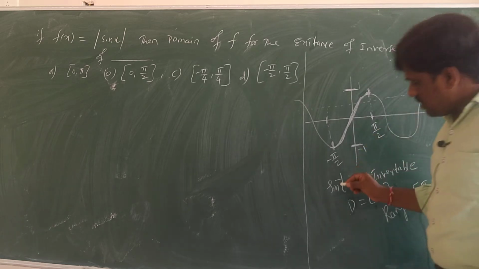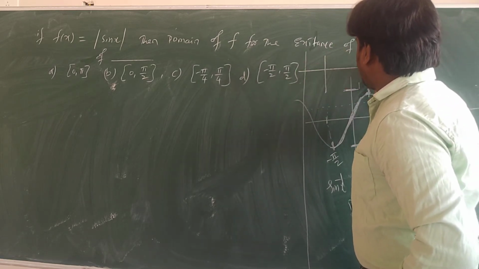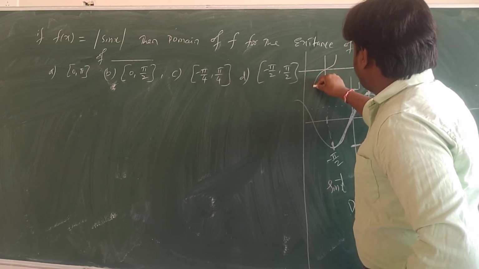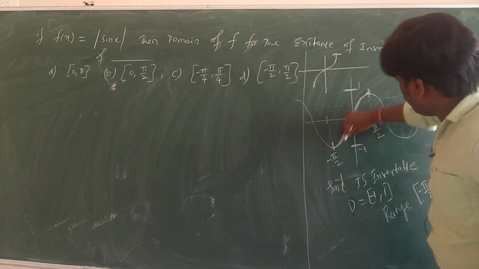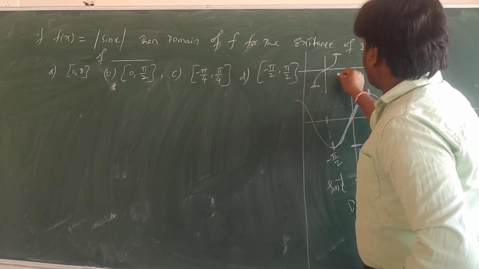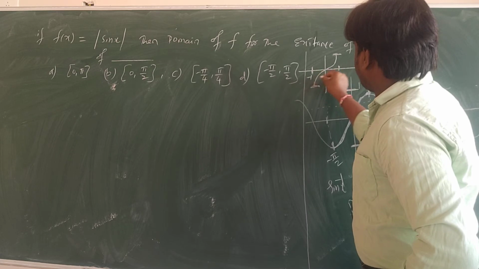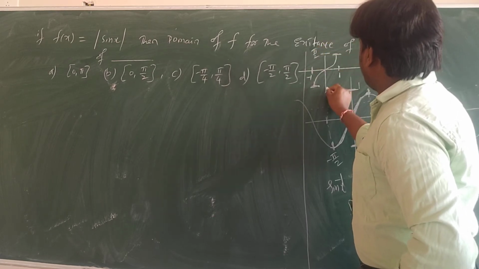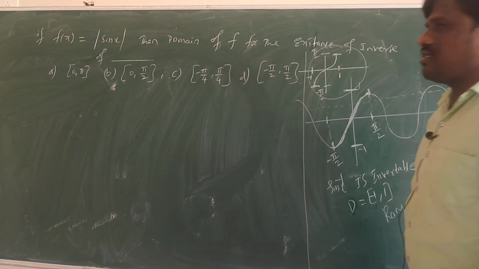So in this case, sine is invertible, and the graph will look like this. This is the sin inverse x graph, which I have drawn here. Here the domain is minus 1 to plus 1, and the range goes from minus pi by 2 to pi by 2. This is sin inverse x.